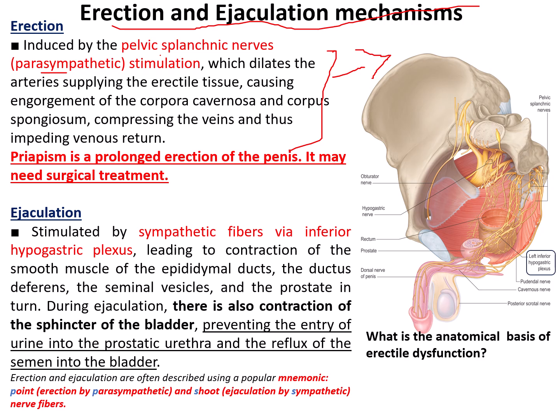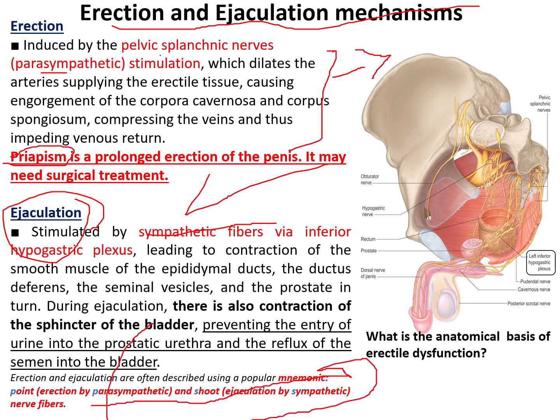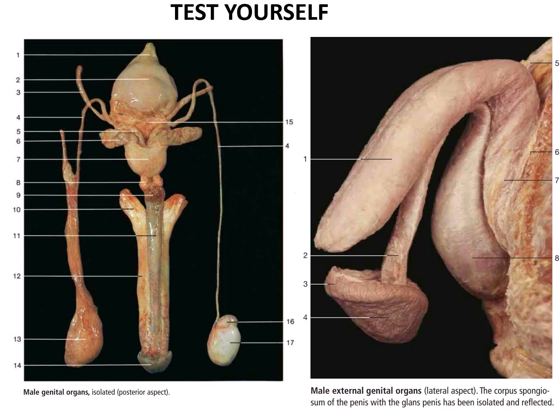If erection is continued for a couple of hours without ejaculation, this condition is painful and is called priapism and should be treated surgically. Ejaculation is controlled by sympathetic nerve fibers, and also this mnemonic helps you to understand the nerves controlling ejaculation and erection. This is just by yourself. Try to do it by yourself.